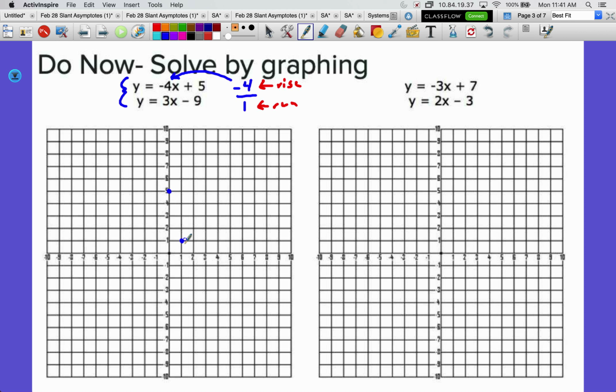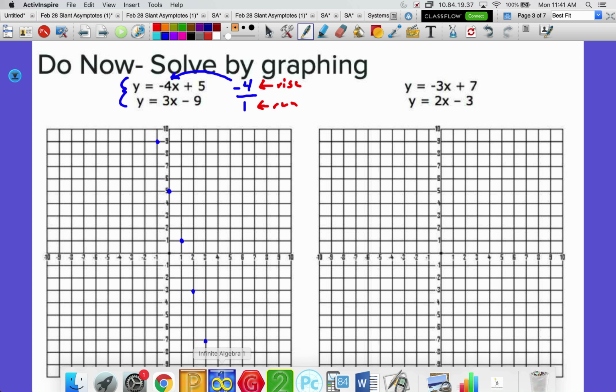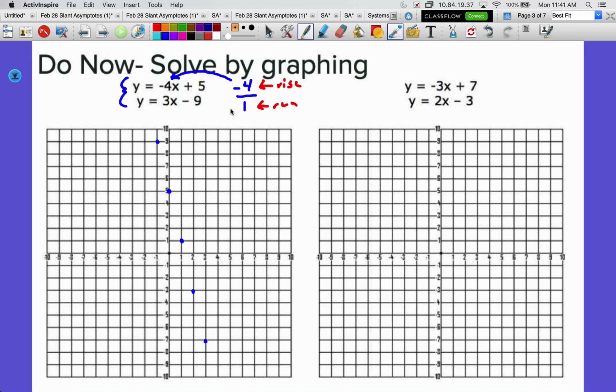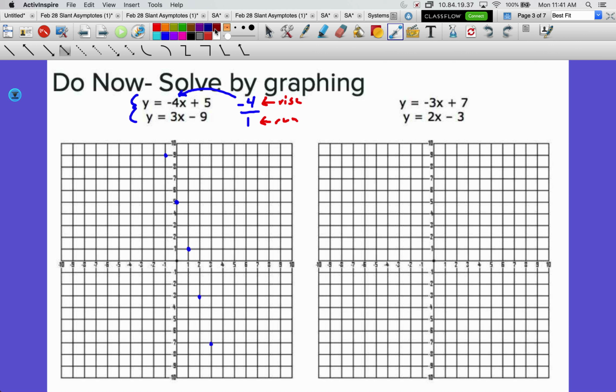I can keep that pattern going of going down 4, right 1, all the way across the graph. Keep that going, or reverse it and go up 4, left 1. So 1, 2, 3, 4, left 1. And you see that this point is in a line with all of the other points I've graphed so far. All right, let's connect those up with a straight line here. So this line represents all of the ordered pairs that make the top equation true.